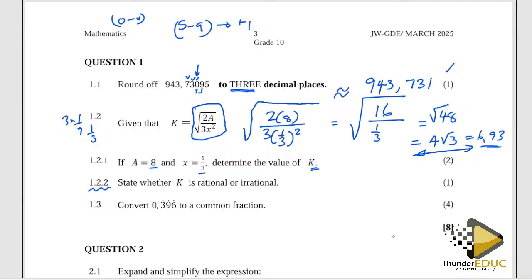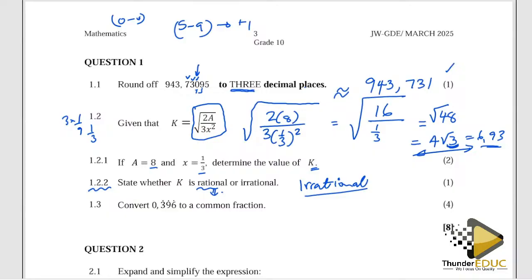1.2.2. They want us to state whether K is rational or irrational. Remember, for a number to be rational, it can be expressed as a fraction. The fact that we're seeing a root sign here, and whatever is under the root sign is a 3, means we cannot find the square root of a 3. We're going to get more numbers after the comma. So in that case, our answer here is going to be irrational, because we cannot write this as a common fraction.